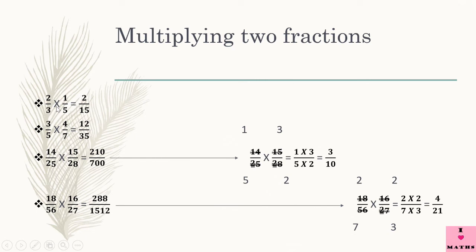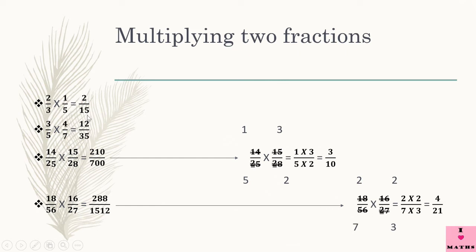Now 2 upon 3 multiplied by 1 upon 15. Children, 2 and 3 do not come in any one table except 1. 1 and 5 do not come in any one table except 1. So it means this fraction is also in the lowest form and this fraction is also in the lowest form. Also, 2 and 5 do not come in any one table. The numerator and the denominator do not come in any one table except 1. So simply we will multiply 2 ones are 2 and 3 fives are 15.